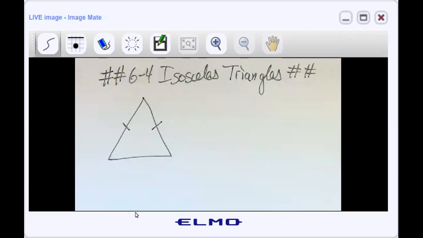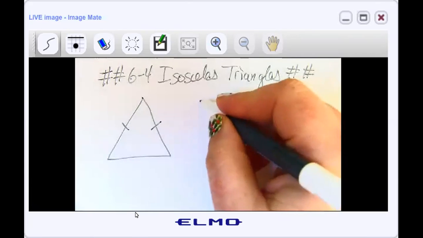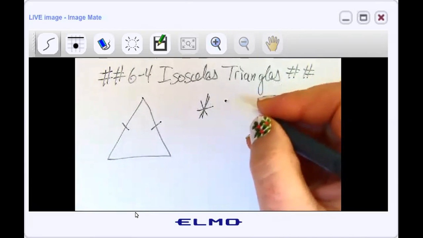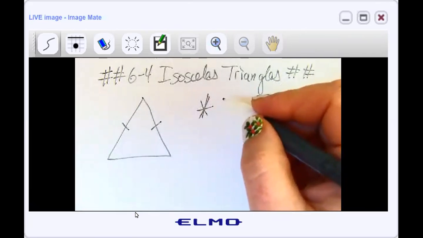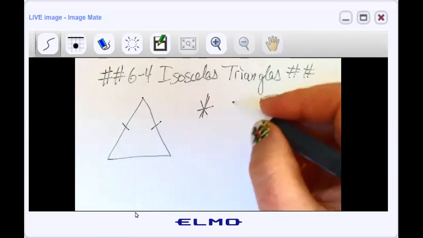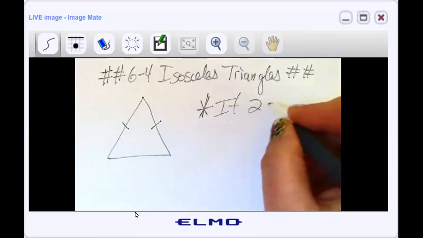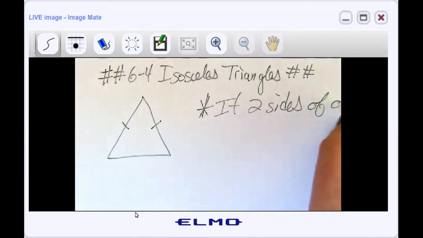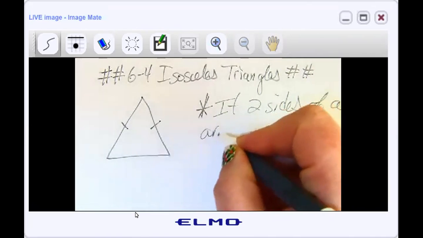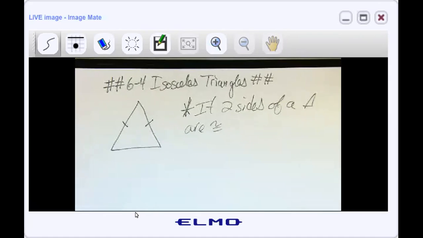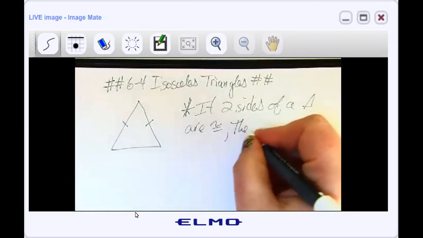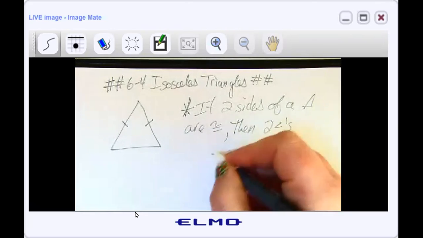Now, what's so cool about isosceles triangles, besides the fact that they have two sides congruent, we've already mentioned this a little bit. If two sides in a triangle are going to be congruent, that means two angles are going to be congruent. All right. And it works for all of them. So if all three sides are going to be the same, then all three angles are going to be the same. So if two sides of a triangle are congruent, then two angles are congruent.